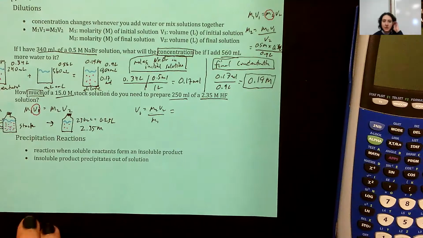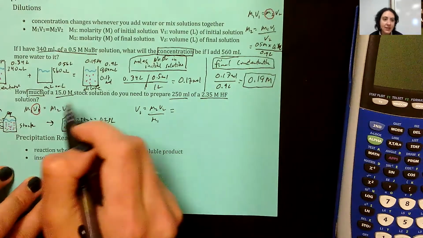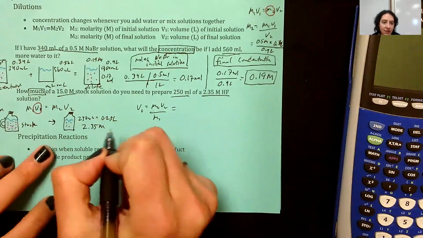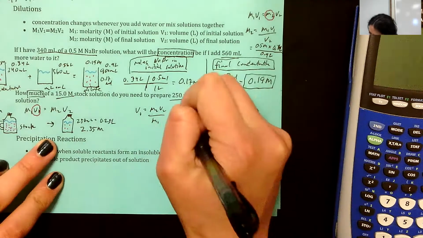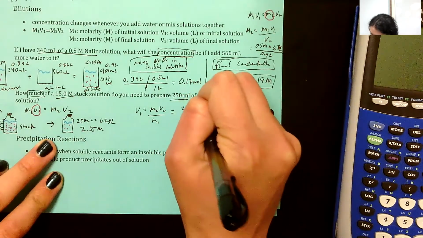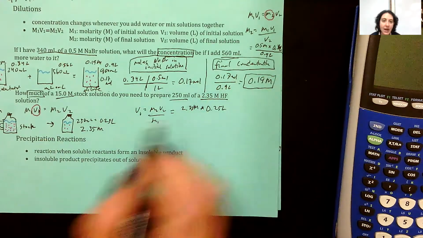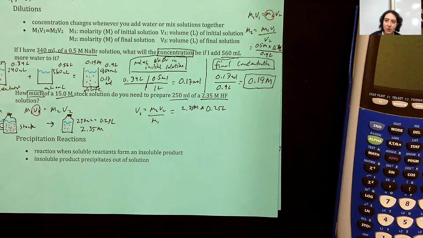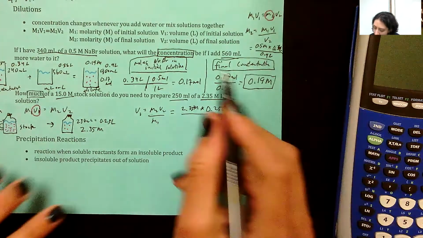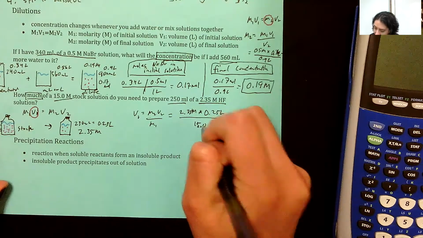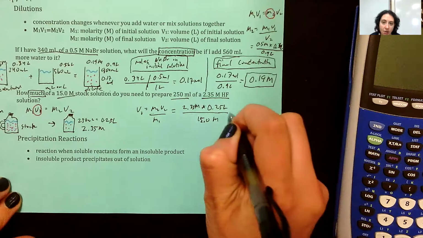So M2 in this case is our situation 2, or final situation. This is our initial. So for the final, we want 2.35 molar, and we want 0.25 liters. It's really important that whichever one you define as situation 1 or situation 2, you keep those together. If you cross-contaminate those numbers, you're going to have the wrong answer. Our original concentration was 15 molar. That's the M1. So now all we've got to do is solve.